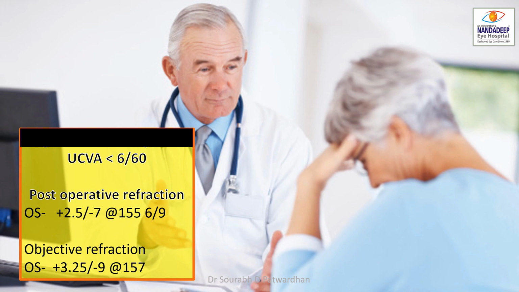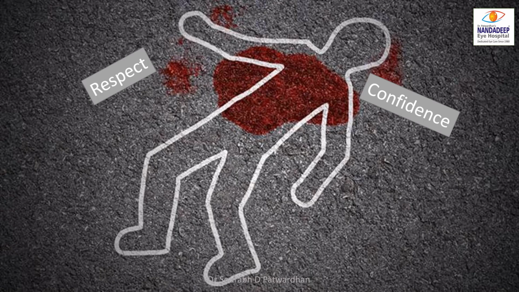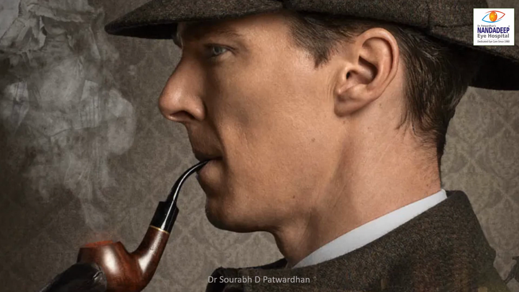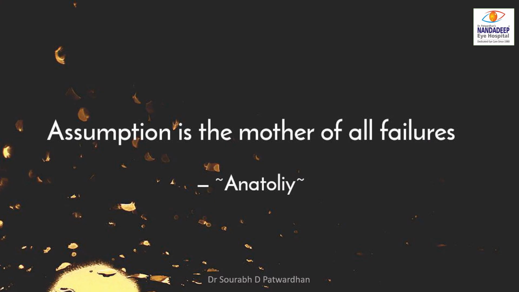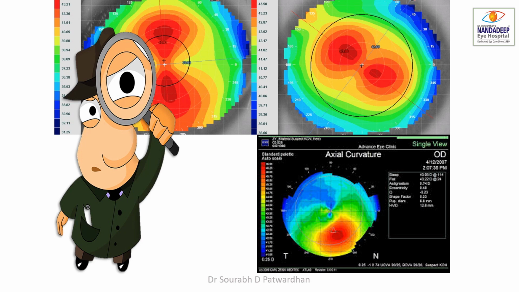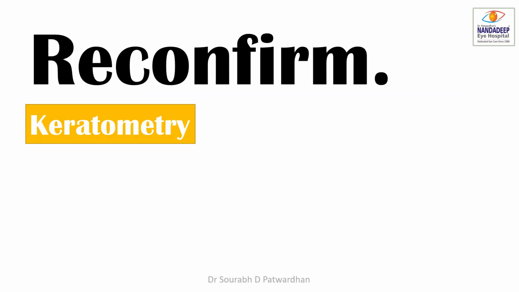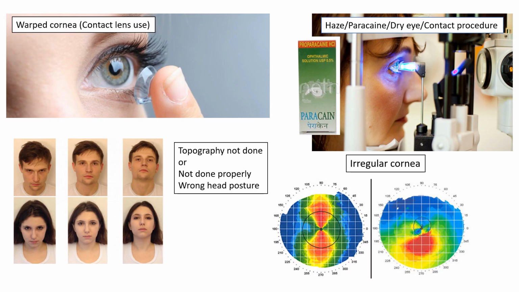What we intended and what happened. So there is a murder of our respect and confidence in front of our patient. When there is a homicide, we have to call the best detective in the world. So when we start assuming something, that's the starting of failure. So let's start from the beginning. Let's reconfirm whether whatever we have done pre-operatively was correct or not.